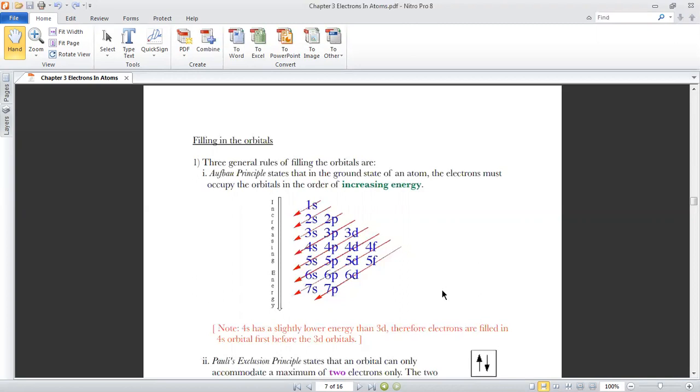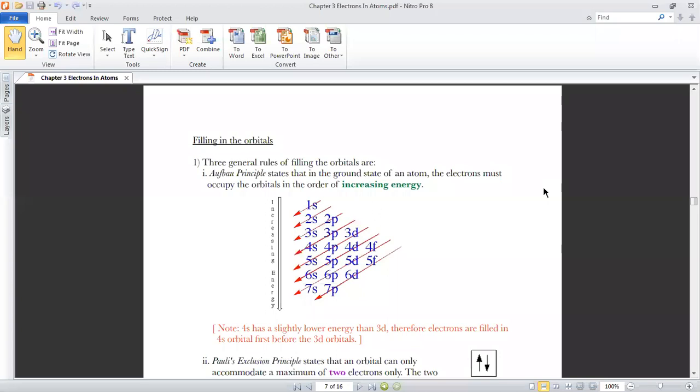Then you take a scale and start drawing diagonal parallel lines pointing downward, and then you start from the tail of the first arrow at the top from 1s and keep following arrow to tail, arrow to tail, arrow to tail. So 1s, then 2s, then 2p, then 3s, then 3p, and 4s, and from 4s you go to 3d, 4p, and 5s.